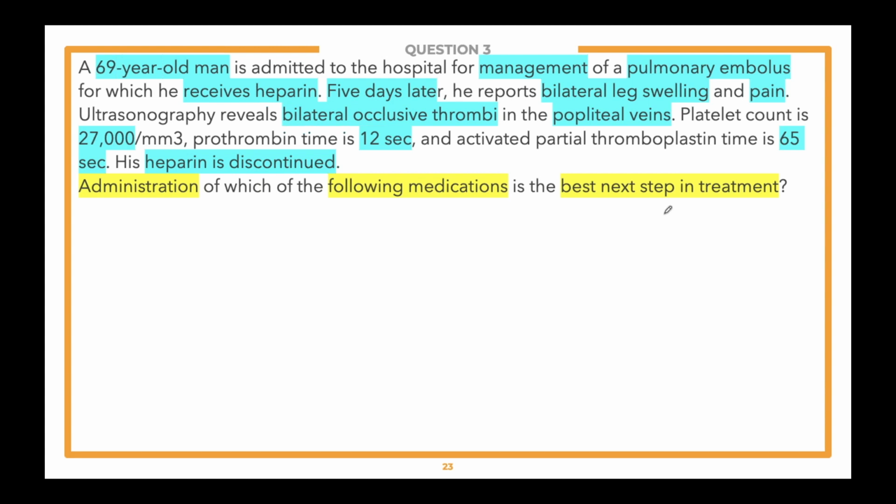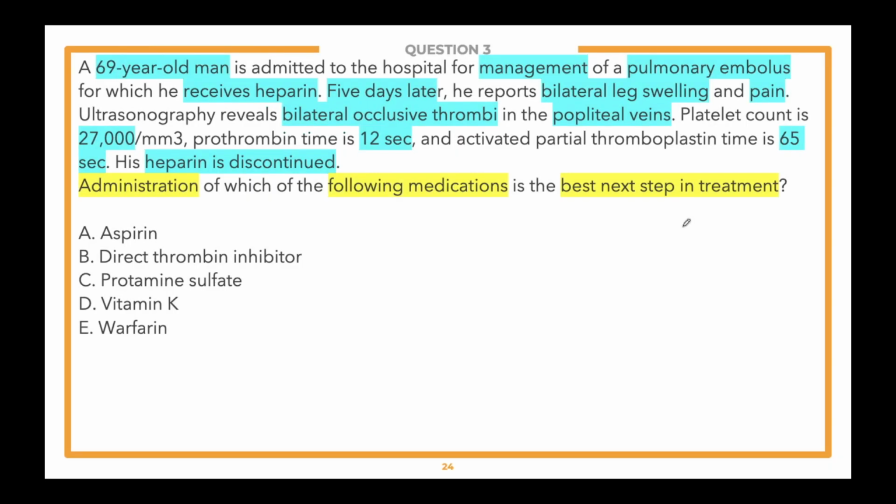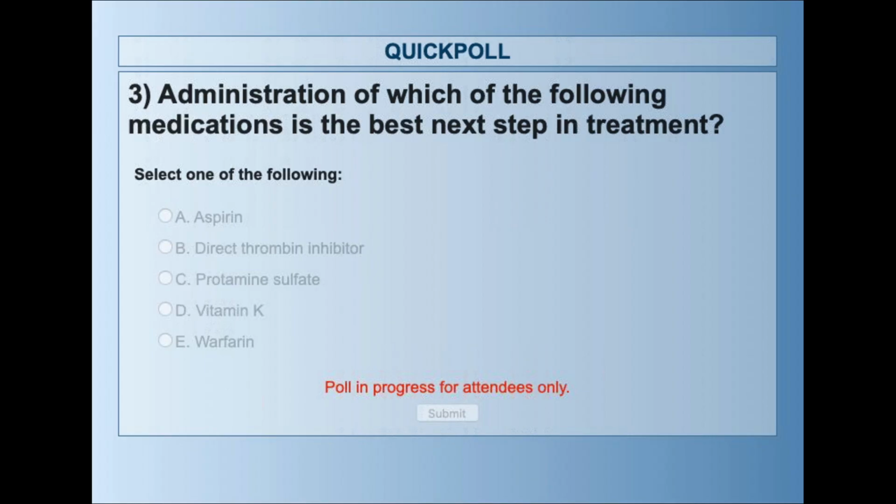So let's go ahead and let's take a look at those answer choices. Once again, we're going to start at the bottom and work our way up to the top. Answer choice E, warfarin. D, vitamin K. C, protamine sulfate. B, direct thrombin inhibitor. And A, aspirin. So once again, we're going to go ahead and open up that poll. Go ahead and select what you think is the best answer here, and we'll talk about it in just a few seconds.